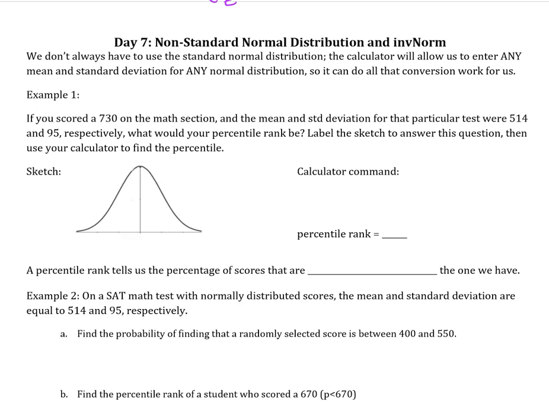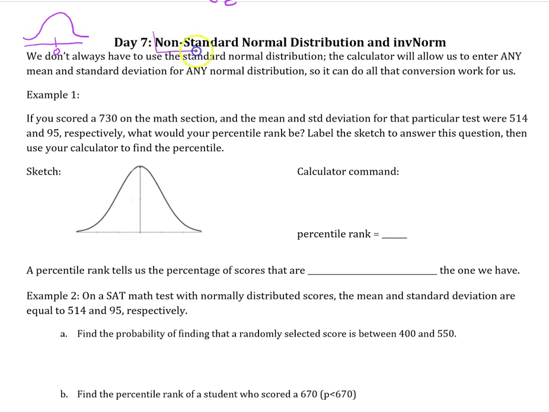Alright, so on Friday we talked about standard normal distribution, which means when you have an approximately normal set of data that is centered around 0 with a standard deviation of 1, we call that a normal or standard normal distribution. Today we're going to talk about non-standard normal.